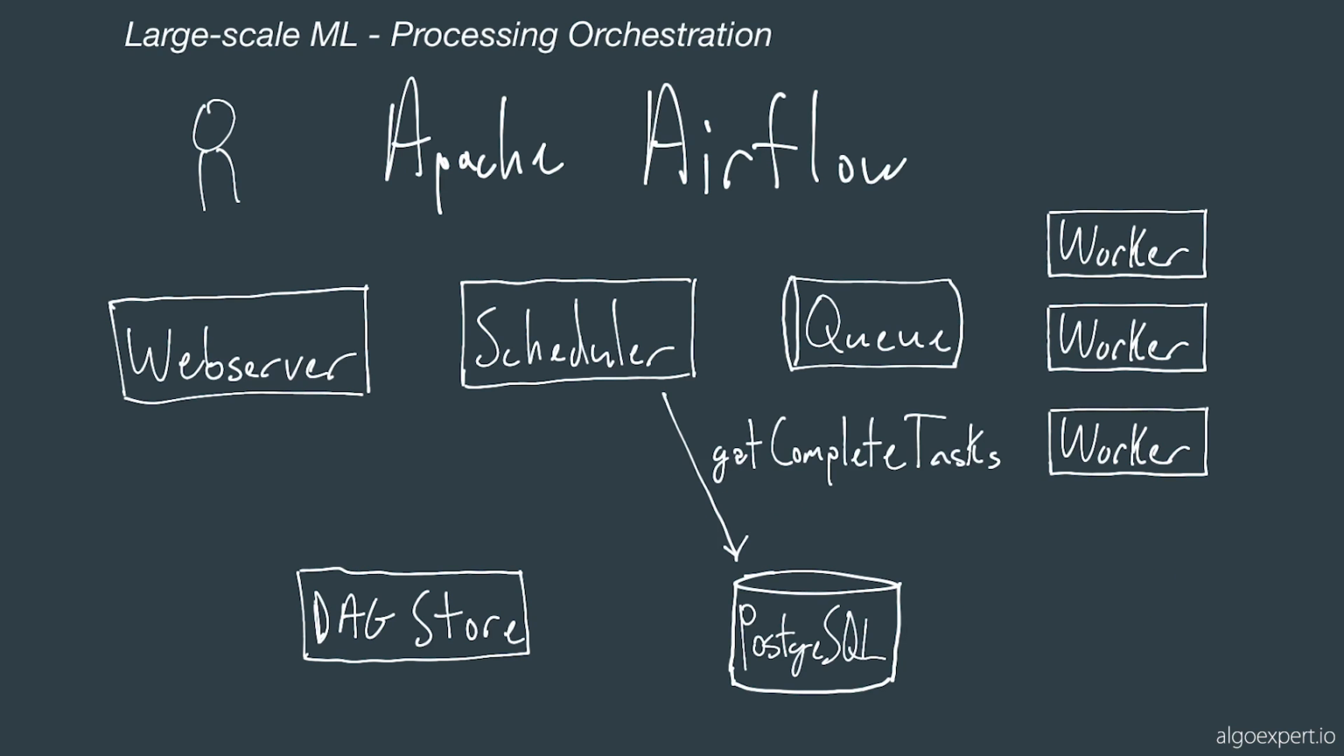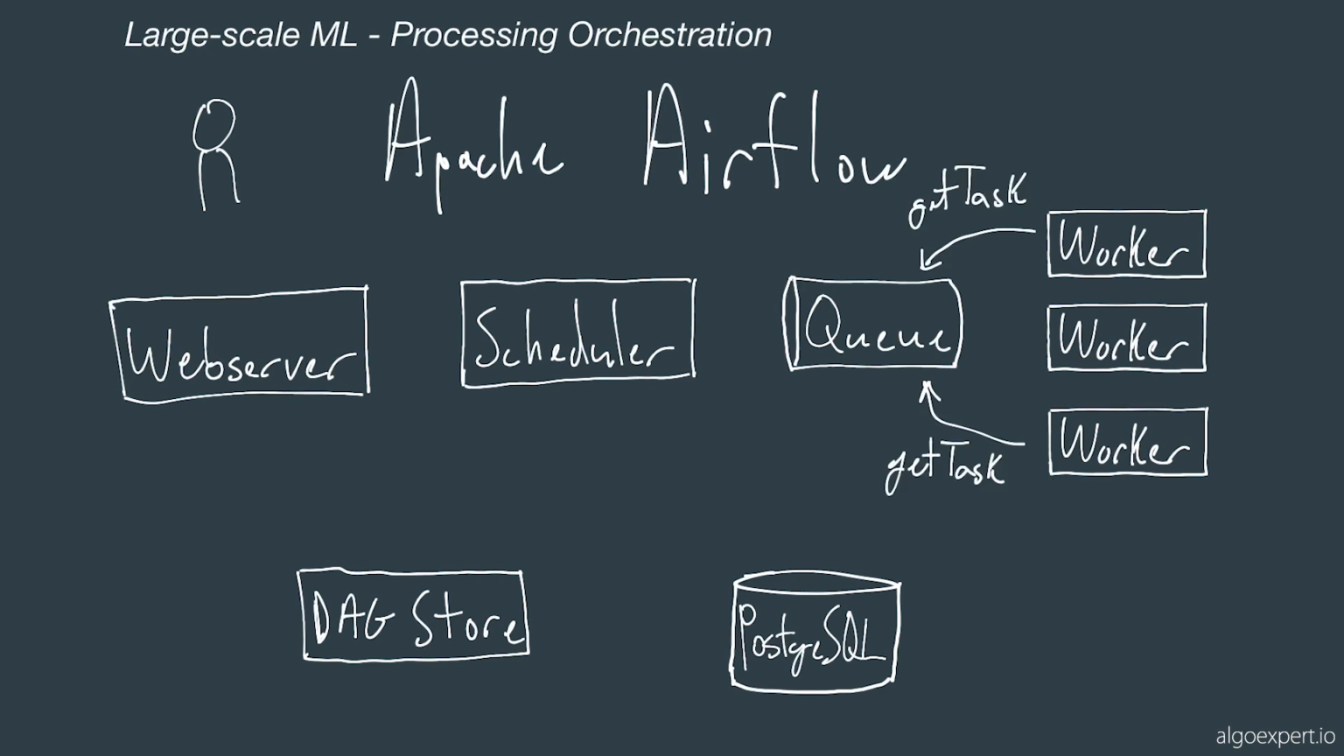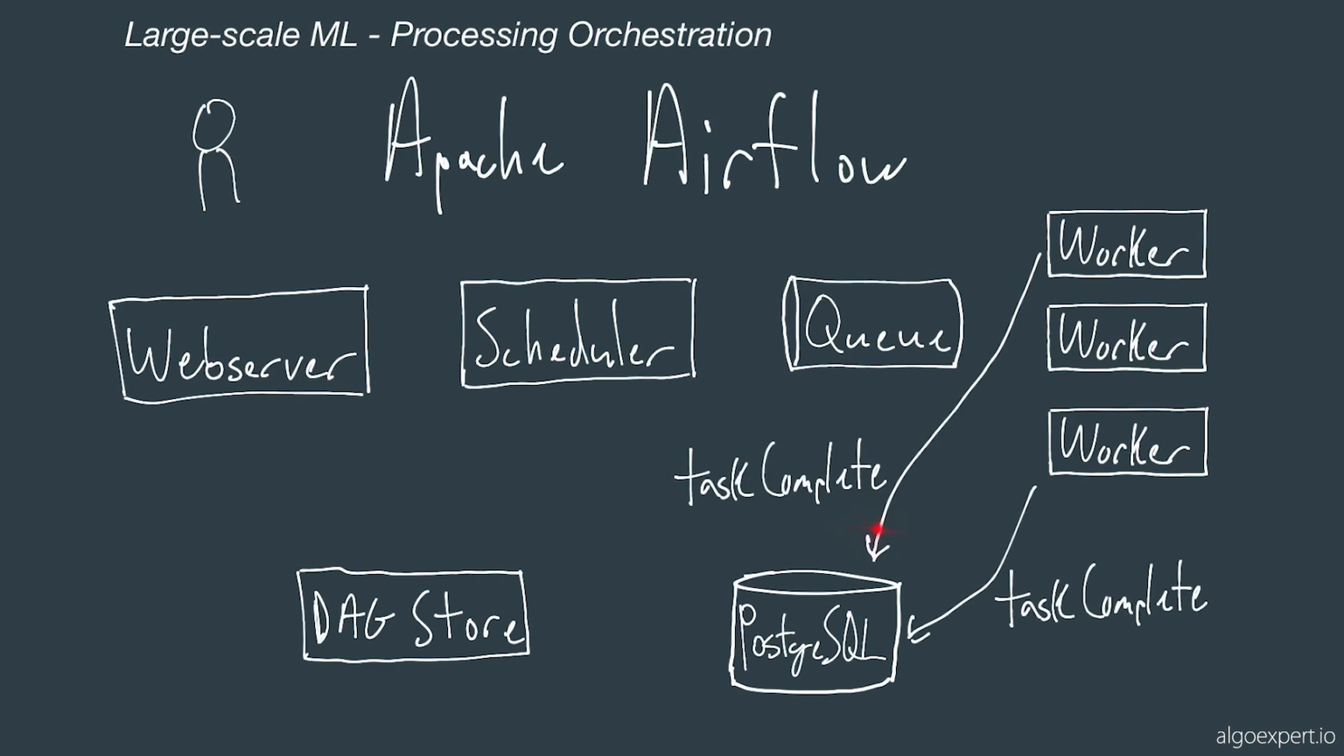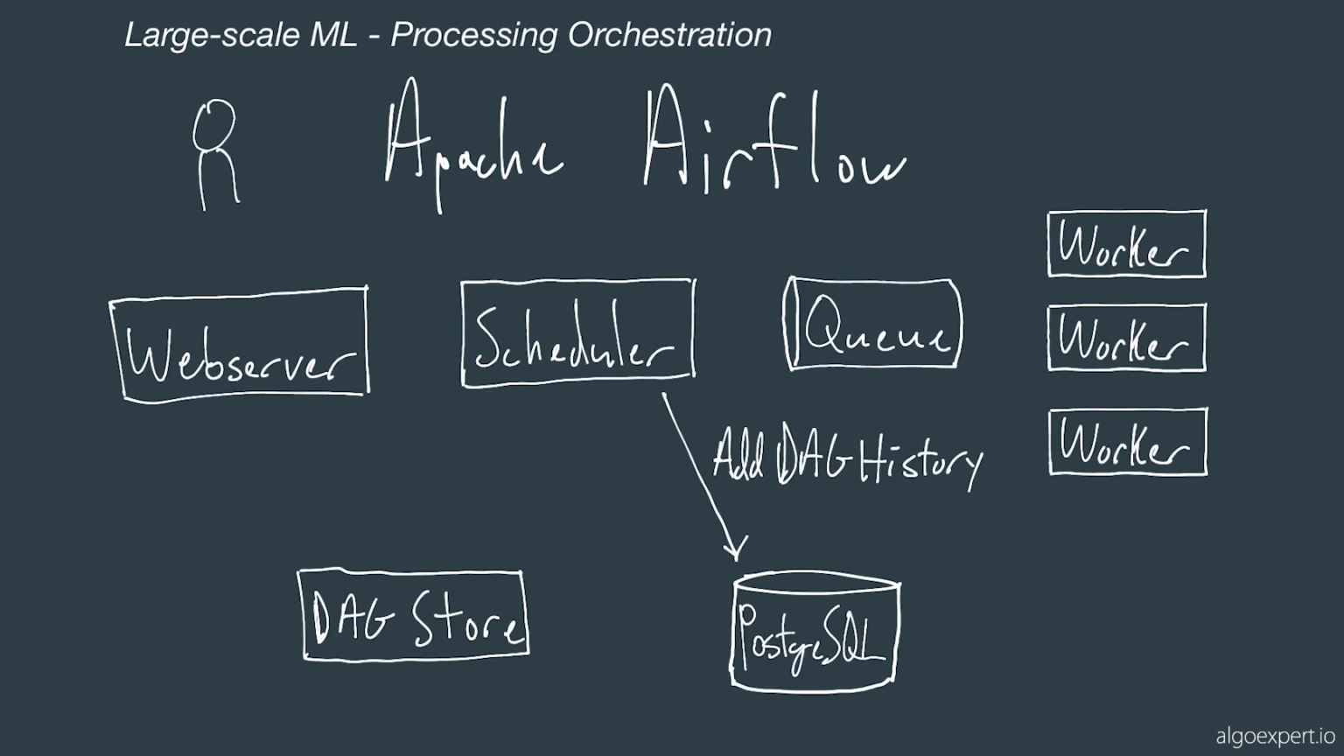Now that the worker tasks have actually finished, the scheduler will enqueue more tasks, so the workers will pull that task again to get the serial task, do the task, and update the database that they have, in fact, done that task. The scheduler will fetch more tasks, and finally, if all of the tasks are done in terms of the DAG, then the scheduler will add DAG history to the database.